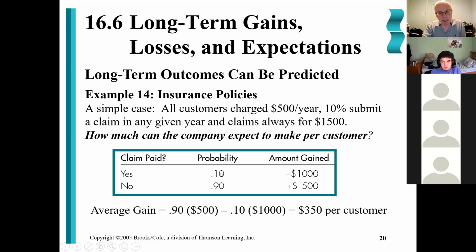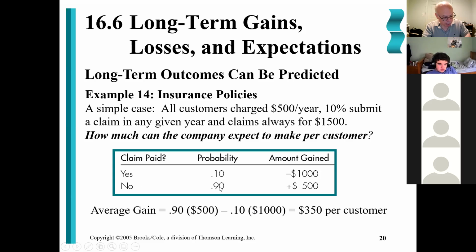10% chance of the claim. Negative 1,000 is the amount, the net amount for the company. So 10% of negative 1,000 is negative 100 when you multiply this. But you also have to add to that, because this is the mutually exclusive part of it, the probability of not having a claim paid.